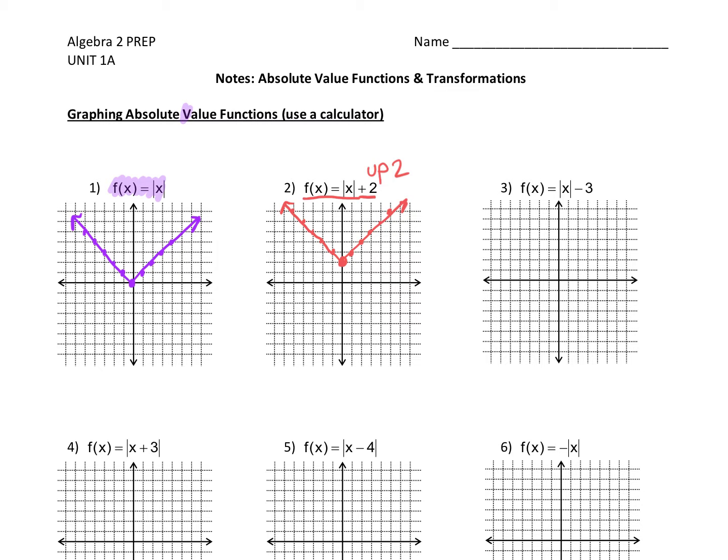This next one is also similar, but now I have a minus 3 on the outside. So this means I'm going down 3. Instead of starting at 0, 0, I'm going to start down 3. I'm going to go up 1 over 1 on both sides to make that V shape. So when the number is on the outside, like this plus 2, I went up 2. When the number's on the outside, and this one was minus 3, I went down 3.